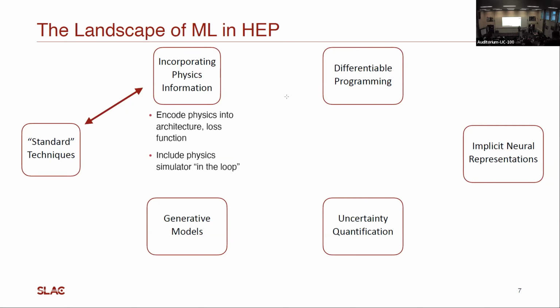But when we think about going beyond these simple BDTs or neural networks, one of the first things that people think about is trying to encode some physics information into them. There's been a bunch of work on this, in two areas.